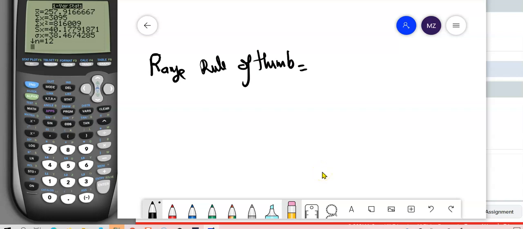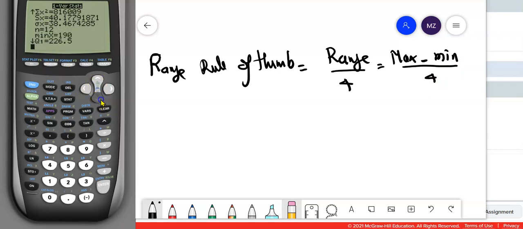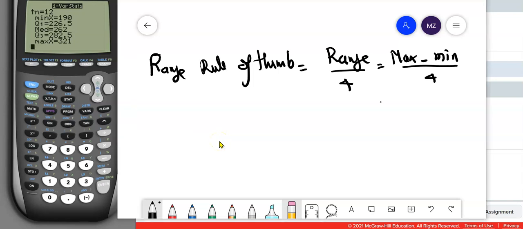Range rule of thumb is going to be the range divided by 4. What is the range? It is the maximum minus the minimum, divided by 4. This is not the same formula that we used before, right? It's not the mid-range. This is maximum minus minimum divided by 4. What is the maximum? You can refer to your calculator again if you scroll down this menu a little bit. You can see the minimum and the maximum on the same screen. You don't have to go and search in the data.